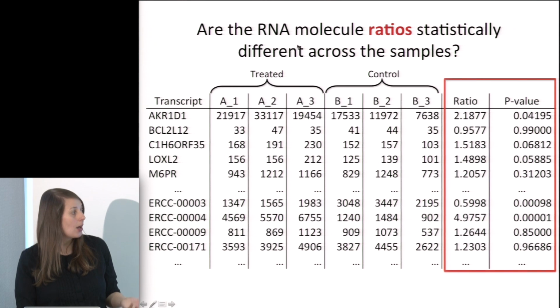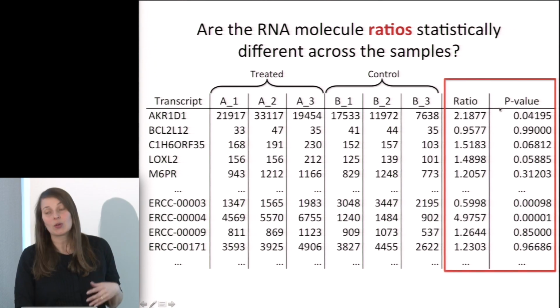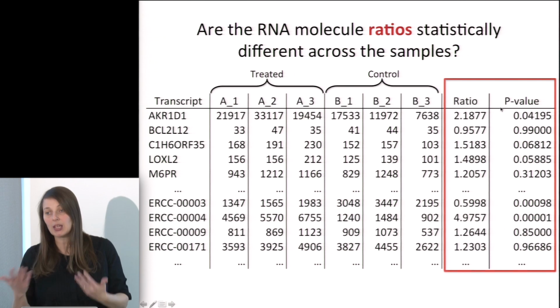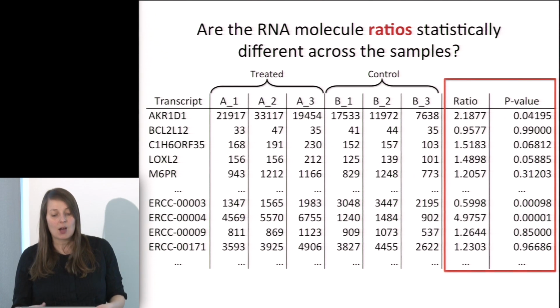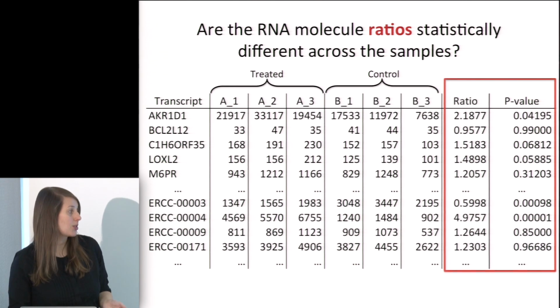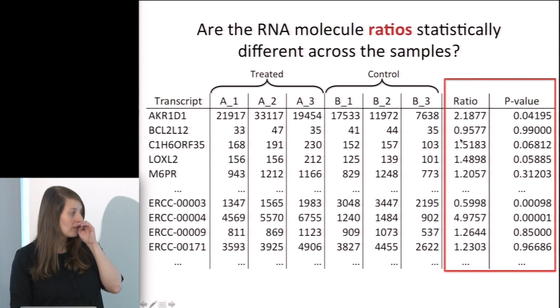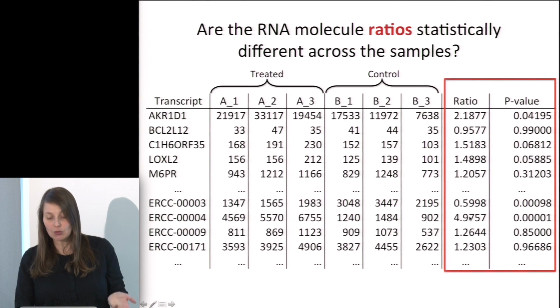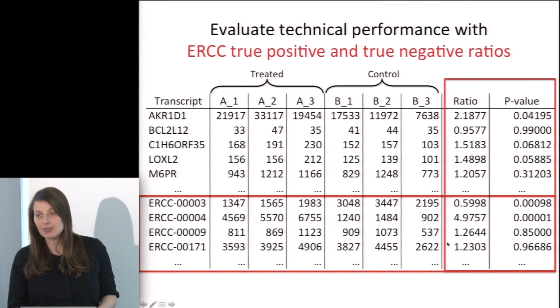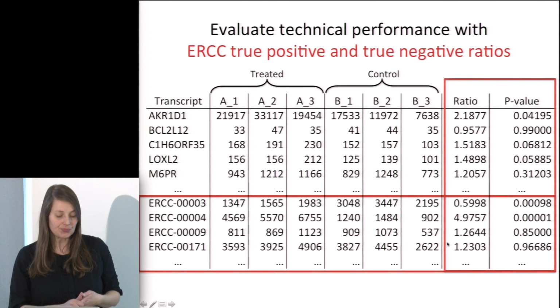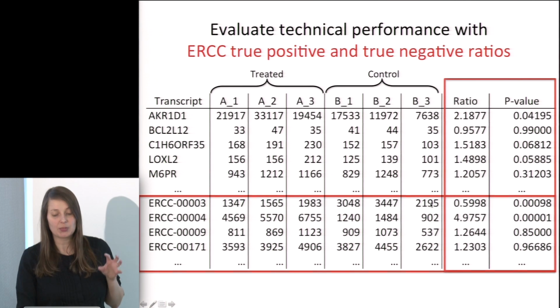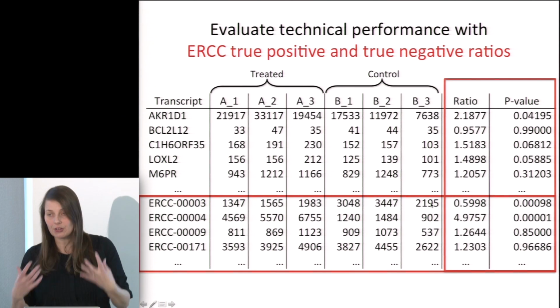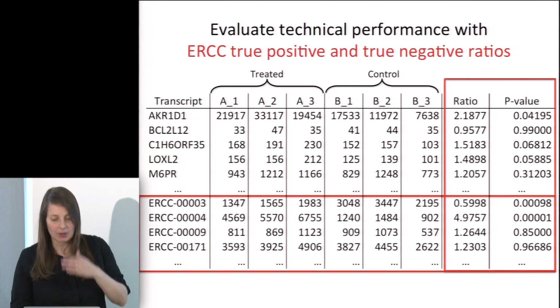And so here I'm showing the ratio data, and then we do statistical testing to obtain p-values to say whether or not this is actually a true difference that we're seeing in a sample or not. And then with the ERCC controls, we have true positive and true negative ratios. And so we have this built-in truth that we can use to understand the performance of our experiment.